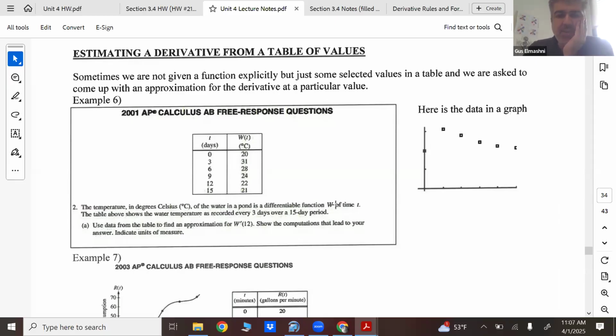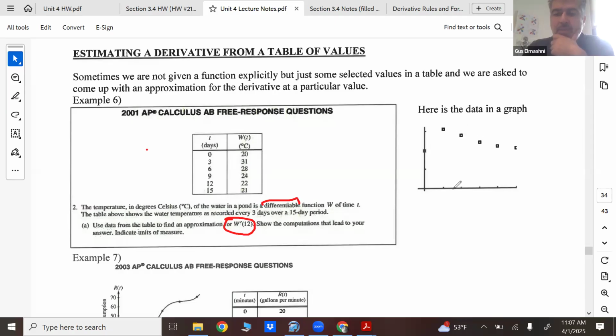All right, let's take a look at this one here. So we're going back to 3-4. I kind of care about this problem. So do you want W prime at 12? I think we talked about this already. If you think about it, you don't have the equation for W. W is the temperature of water in a pond. But you told us it's differentiable, right? If it's differentiable, you can assume continuity. You can assume that, right?